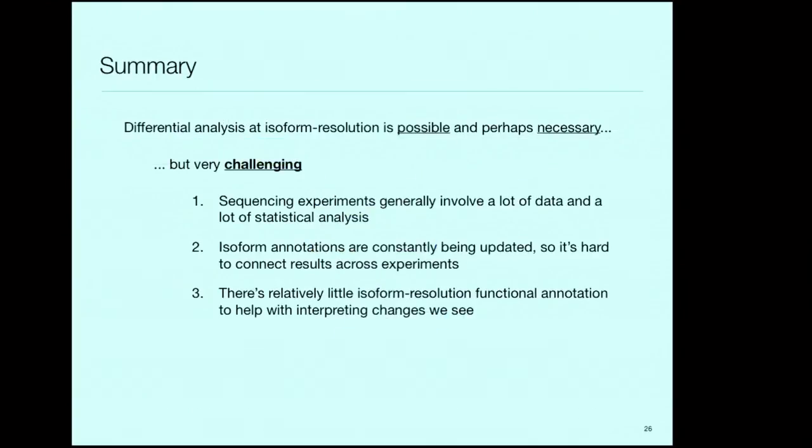So just to sum up, differential analysis at isoform resolution is possible and maybe even necessary, even if you want to do just gene-level stuff, but it's very hard. That's because these sequencing experiments tend to involve tons of data and often complicated statistics, which need to be propagated to you, the user, so you can assess what's important and what's not. I didn't really talk about this, but it is an issue that often comes up for isoform resolution stuff. Our annotations of our transcriptomes are constantly in flux. GenCode, which is about the most comprehensive annotation that I know of, comes out with an update about every month or two. And they add lots of new transcripts and change IDs. And that makes it hard to connect results and findings across experiments over time.